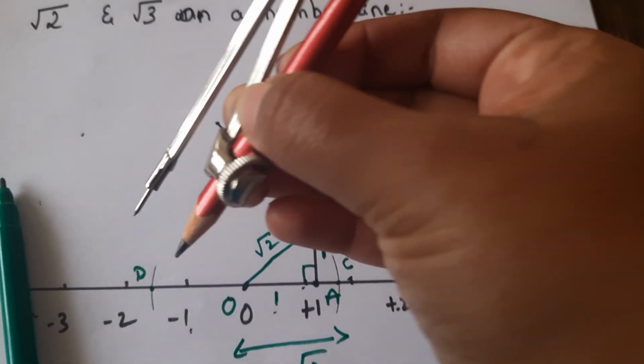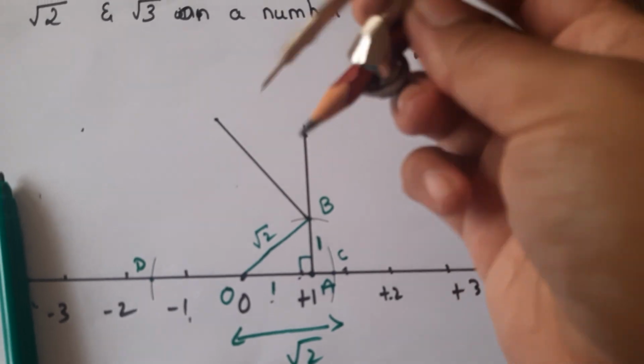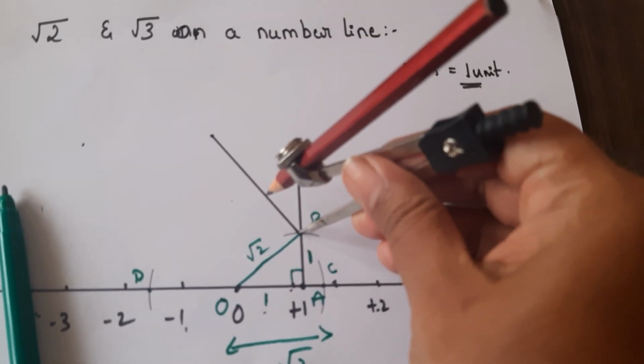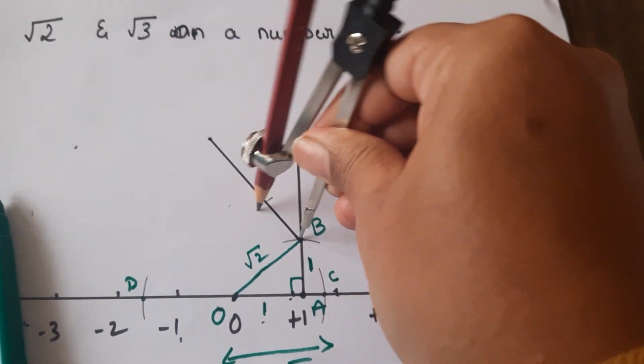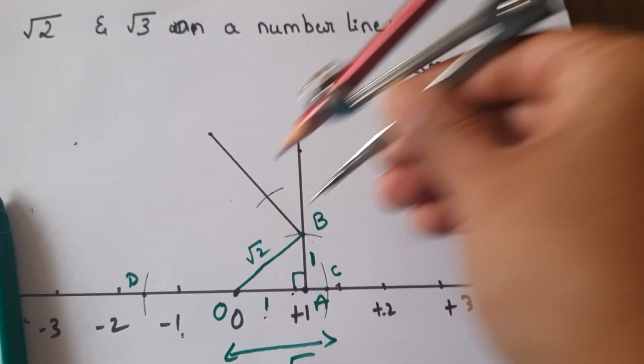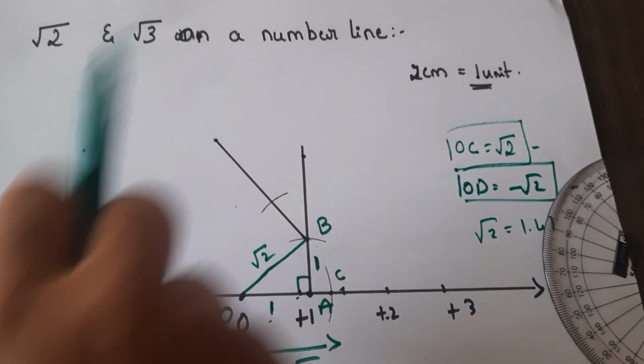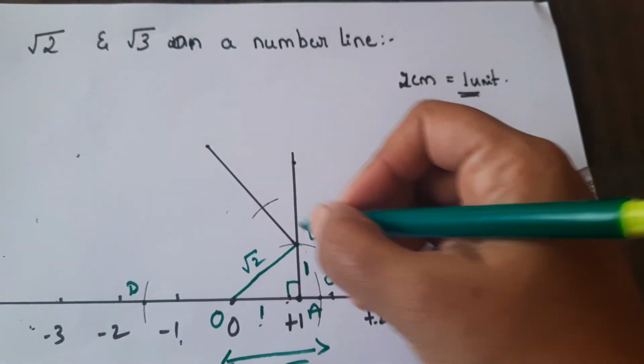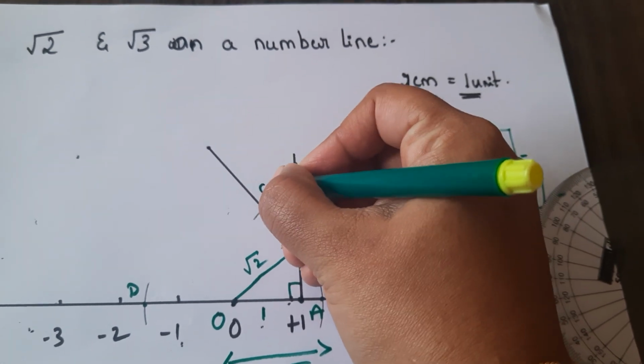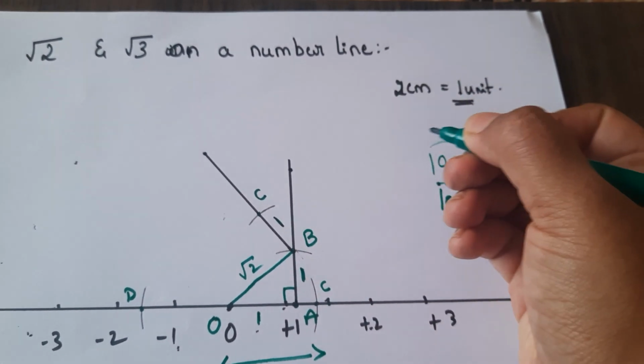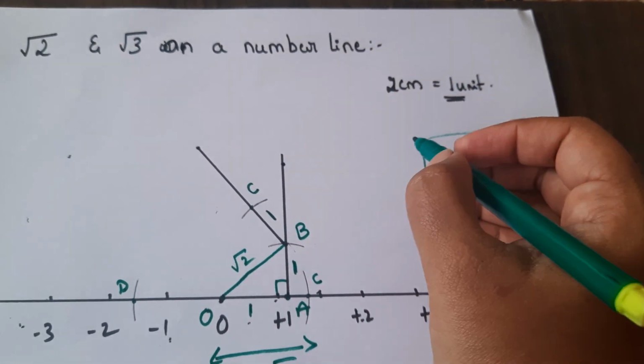Now I have the measurement of 1 unit, that is 2 centimeter, in my compass. Without changing it, keep it at B. Cut an arc on the line. When you do so, OAB is over. Next I will choose this to be C, which is 1 unit. 1 unit means 2 centimeter always.